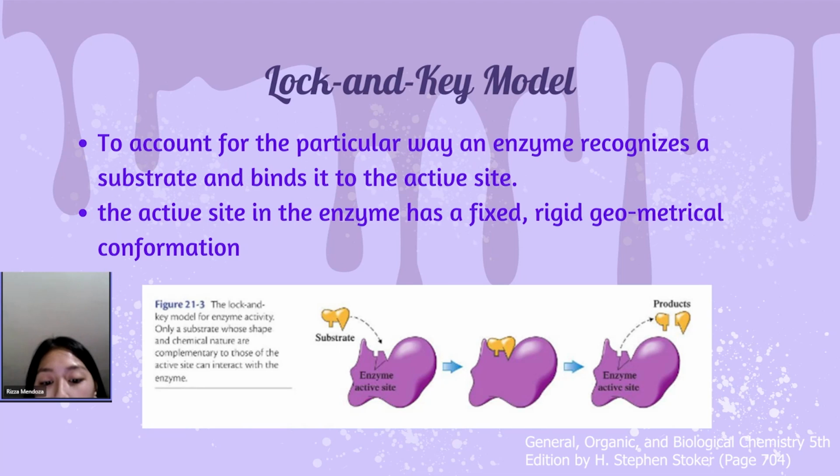To account for the particular way an enzyme recognizes a substrate and binds it to the active site, the active site in the enzyme has a fixed, rigid, and geometrical conformation. Only substrates with a complementary geometry can be accommodated at such a site, much as a lock accepts only a certain key. So in the lock and key model, the enzyme has a predetermined shape for the active site. Therefore, only substrates whose shape and chemical nature are complementary to those of the active site can interact with the enzyme. So here is the diagram of the lock and key model.